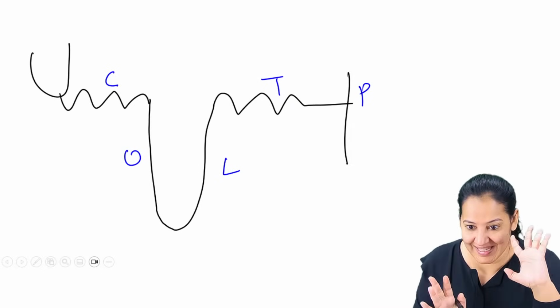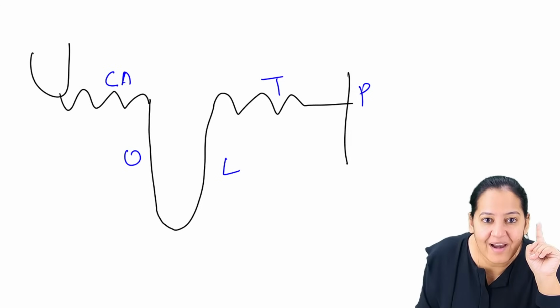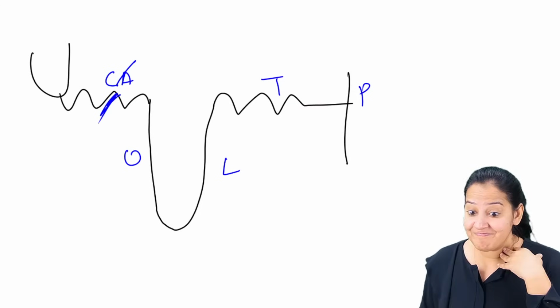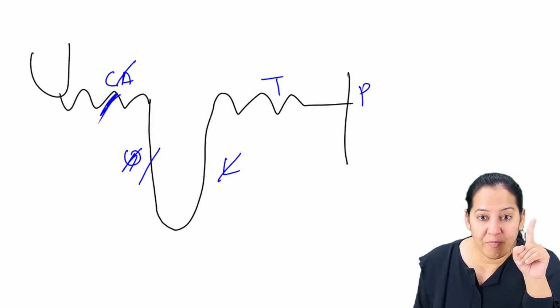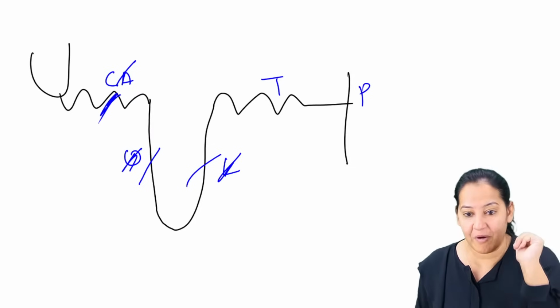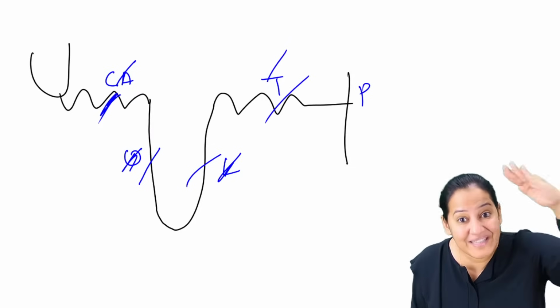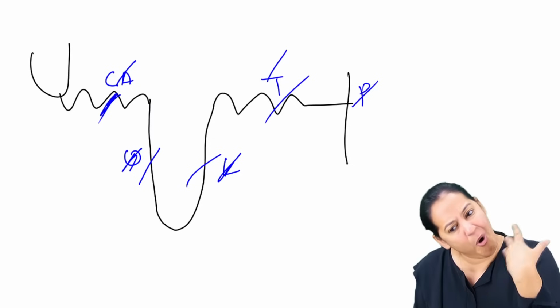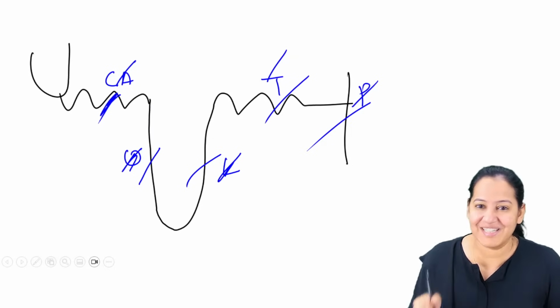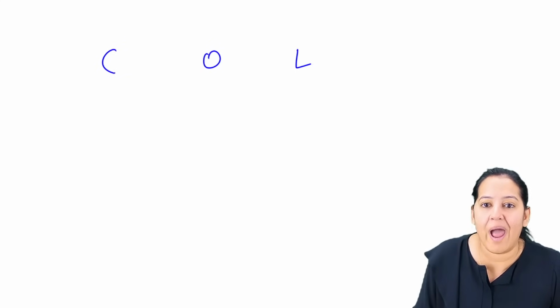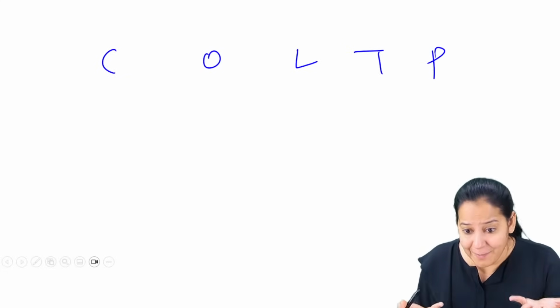COLTP. I mean to say, carbonic anhydrase inhibitors act on PCT. Osmotic diuretics act on the descending limb of loop of Henle. Loop diuretics act on the ascending limb of loop of Henle. Thiazides act on DCT. And all the potassium sparing diuretics act on the collecting duct. No need to learn the sites of all 5 separately, you get them together with one mnemonic. The mnemonic is COLTP.